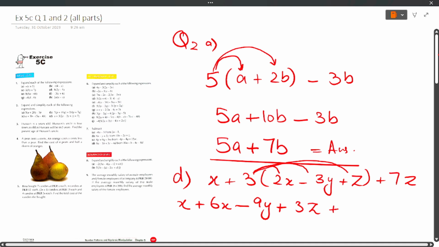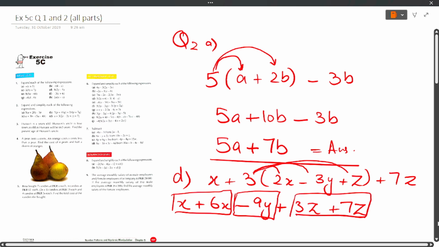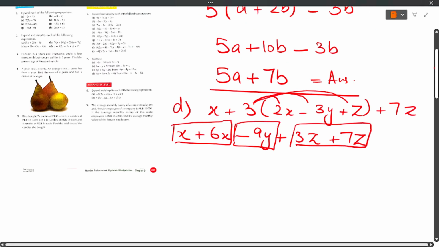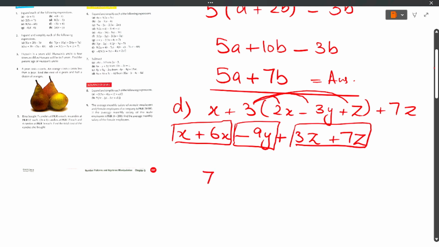3z plus 7z. Now grouping, I'm going to solve this first, then there is no variable of y, and I'm going to solve this one as well. So what I'm going to do, x plus 6x will be 7x minus 9y, and plus 3z plus 7z will be plus 10z.